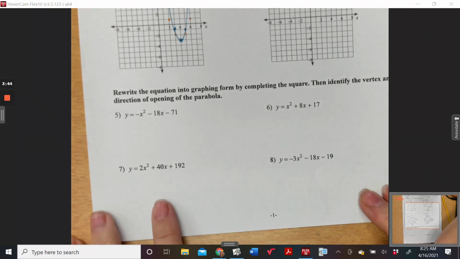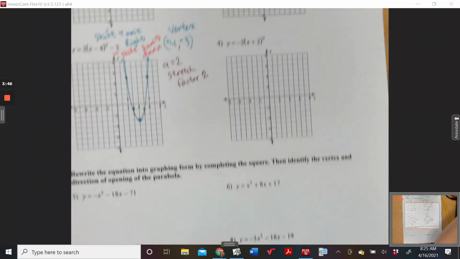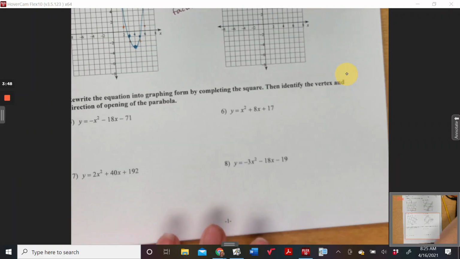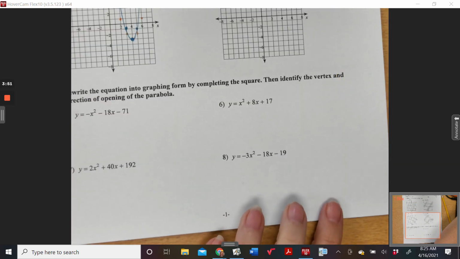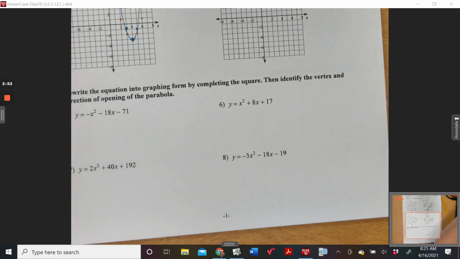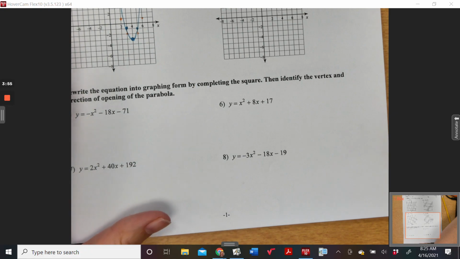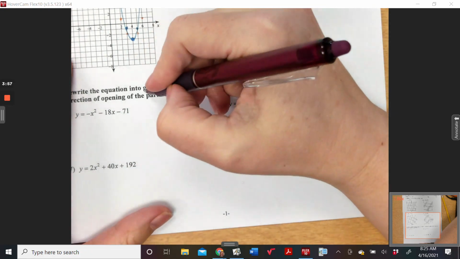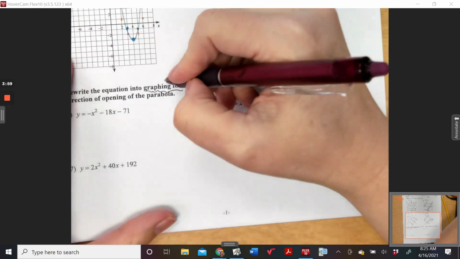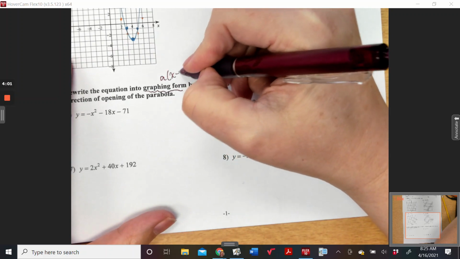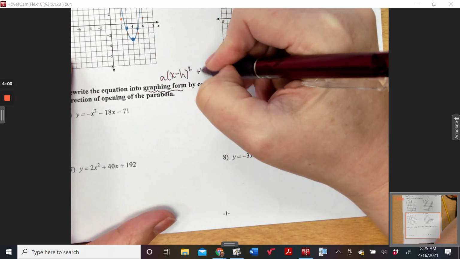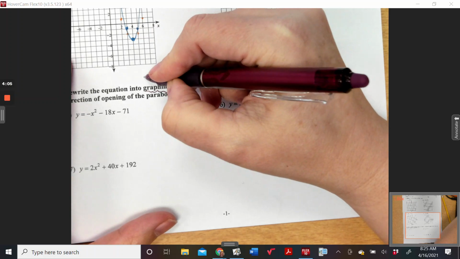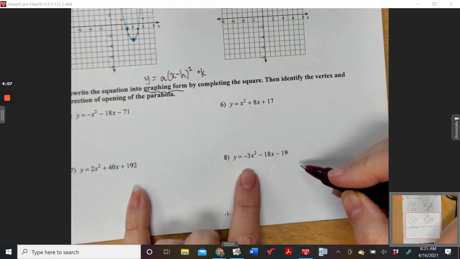So let's pick one of these. We're going to do number 8. So let me move my camera up. So we're going to do number 8. And we need to put it into graphing form, which means we want it to look like a(x minus h) squared plus k. So that's the form we want, and this is what we have.